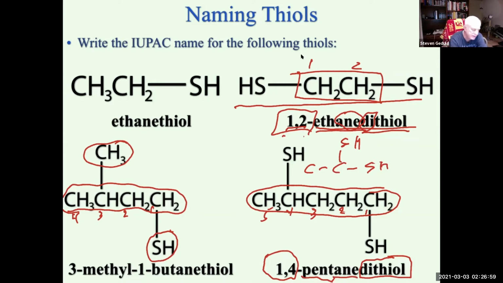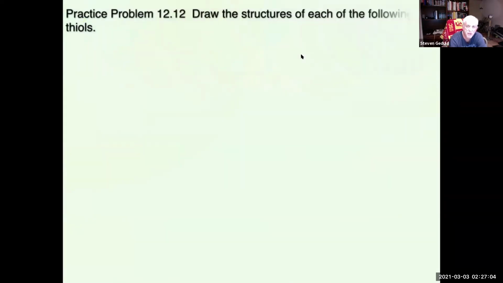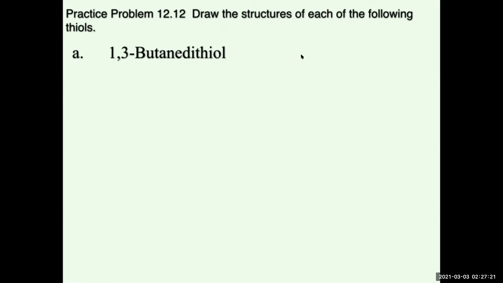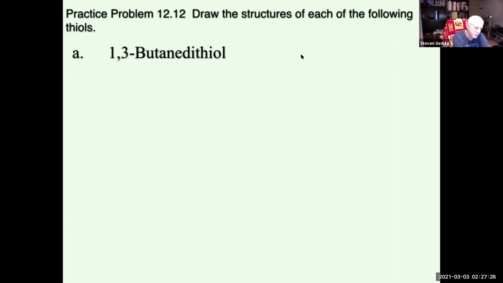We've done it all before, and it's just the exact same thing as alcohols. It's nothing different. Draw the structure of each thiol. 1,3-butane dithiol. You should all be able to do that. Remember, I told you to work backwards. Thiol means SH group. Dithiol means 2 SH groups. So butane is 4 carbons. Now I'm going to do the line structure. 1, 2, 3, 4 carbons.